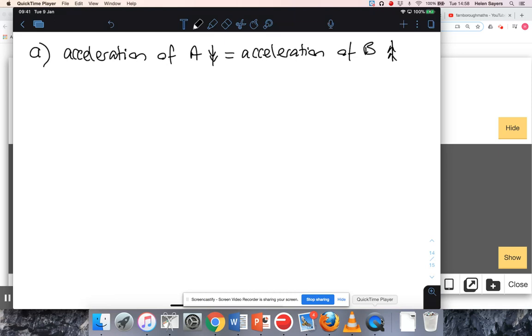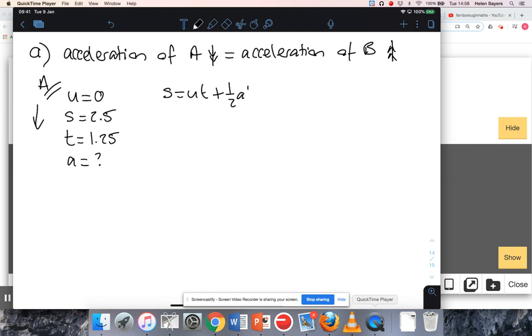Okay, so what information do they give me? For A, I'm taking down as positive. So it starts at rest. It's 2.5 meters to the floor, and I'm taking down as positive, so that's positive 2.5. T is 1.25 seconds for it to hit the floor, and I'm trying to find a. So I'm going to use s equals ut plus a half at squared, so 2.5, u is 0, so ut is 0. So it's a half times a times t squared.